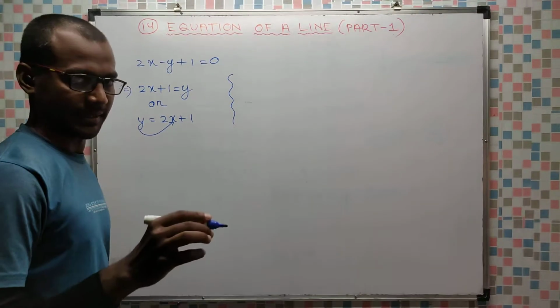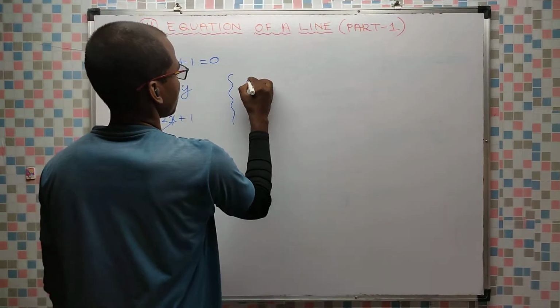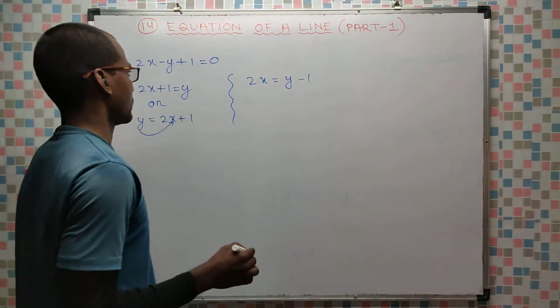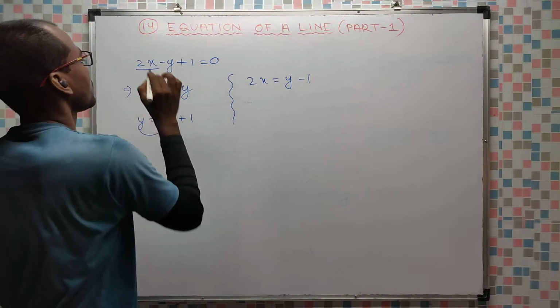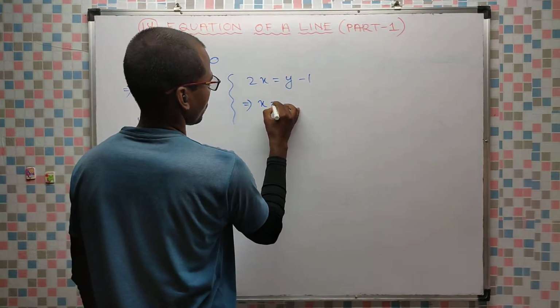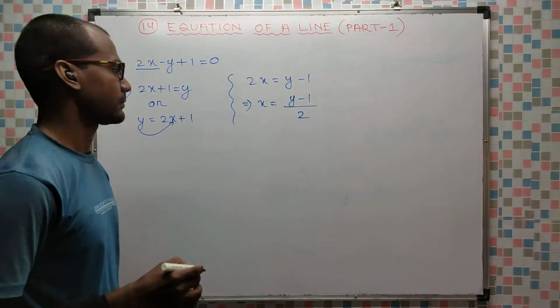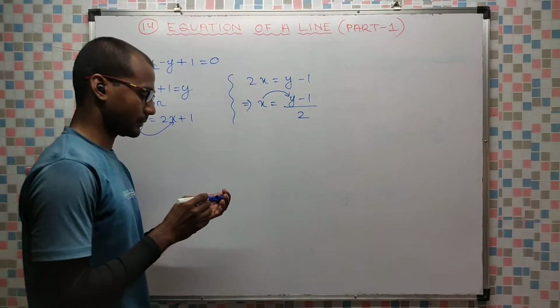Now I will target x. Here I have targeted y. Here I will target x. So 2x is equal to y minus 1. 2x minus y plus 1 is equal to 0. So simply 2x will be y minus 1. So x will be equal to y minus 1 whole by 2. So here x will depend on y.